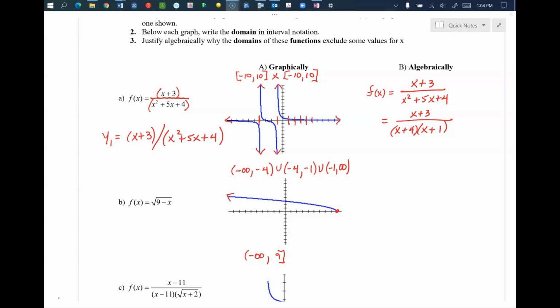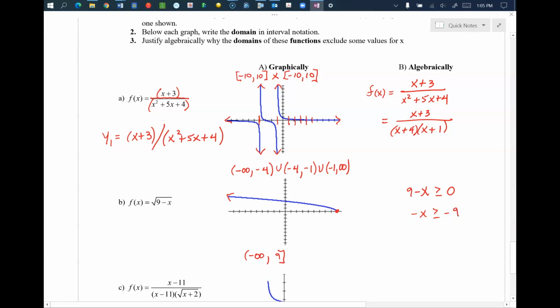You can take the square root of any number that is greater than or equal to 0. So if you run into a radical, you're going to want to take what's inside the radical and say that has to be greater than or equal to 0. Okay? So now we're going to solve this inequality, and we're basically going to subtract 9 from both sides and say the opposite of x is greater than or equal to negative 9.